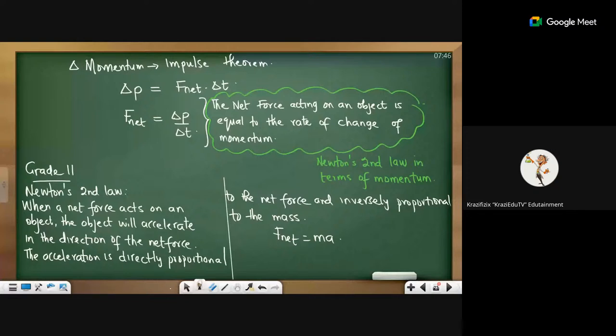So when the examiner asks you to state Newton's second law, go ahead with the grade 11 one. But when they say state Newton's second law in terms of momentum, you go ahead with the grade 12 one. Please take note. If they specify in terms of momentum, you cannot use your grade 11. You'll have to use the grade 12 definition. I hope we are okay, guys. And look, if you are a mathematical person, you can actually prove that this is equal to that. Delta P over delta T is actually equal to m a. You should be able to prove that.